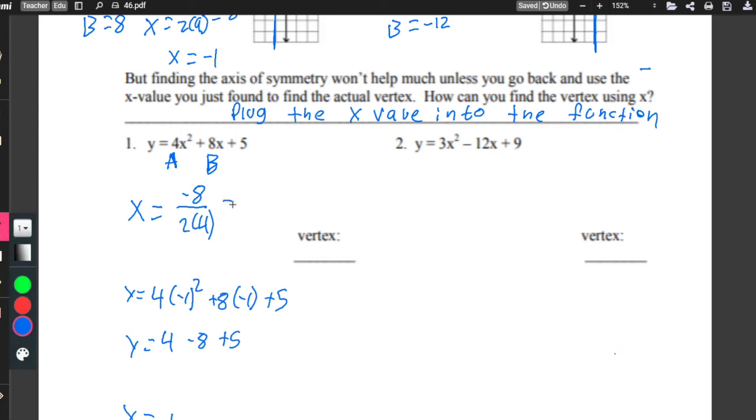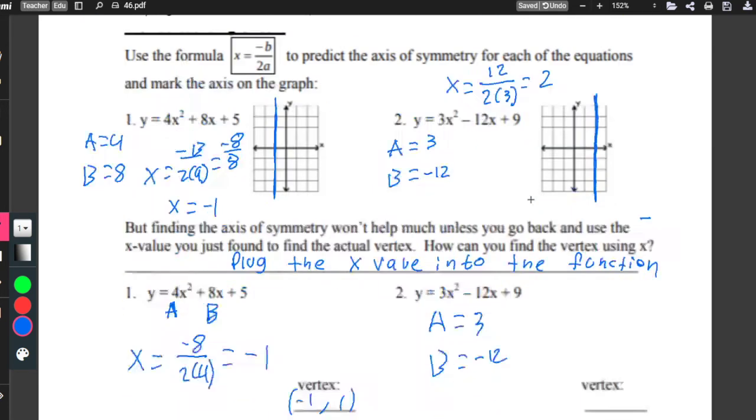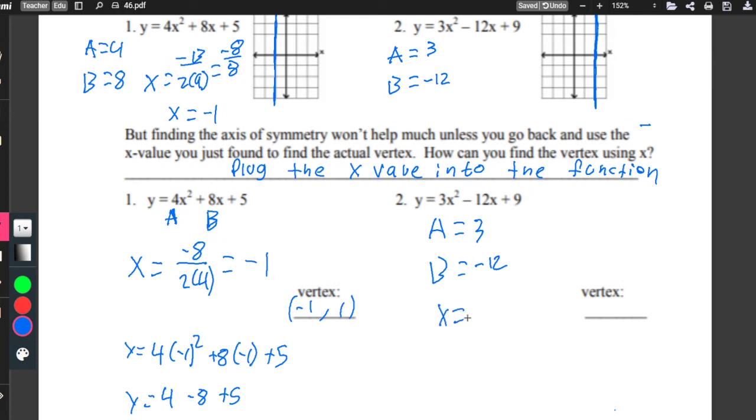So vertex is at negative 1, 1. So over here we have a equals 3, b equals negative 12. You might notice the exact same function from up above. So x equals 2. So when we plug it into our equation, we get y equals 3 times 2 squared minus 12 times 2 plus 9.